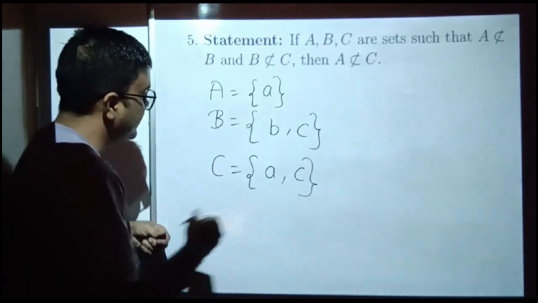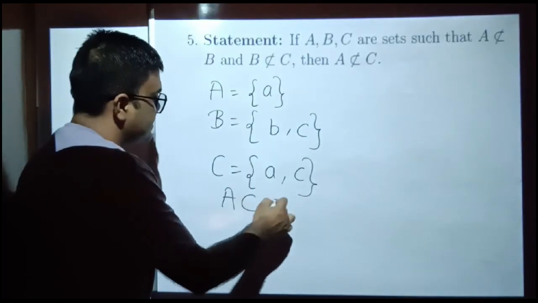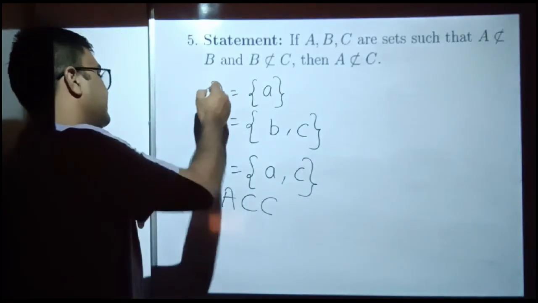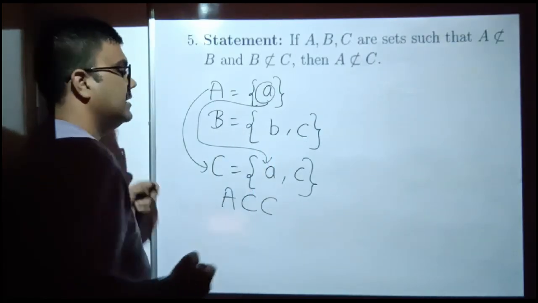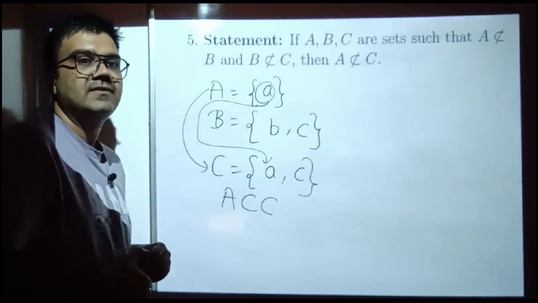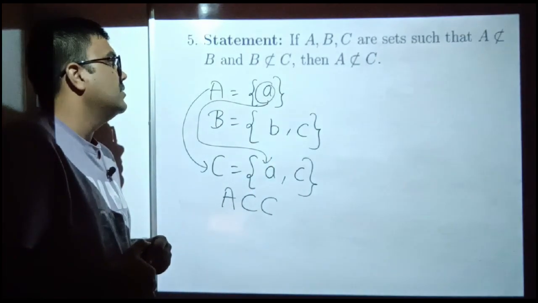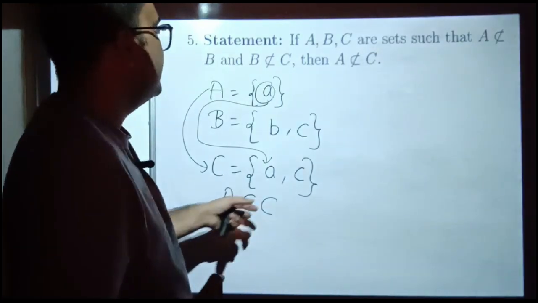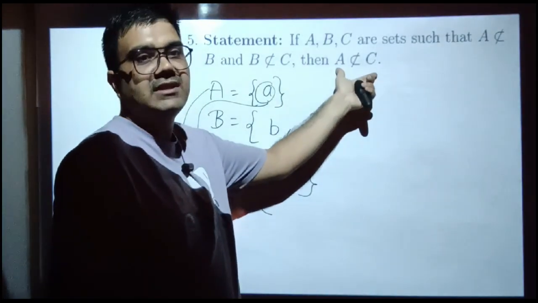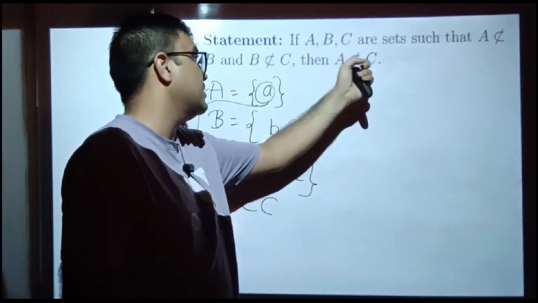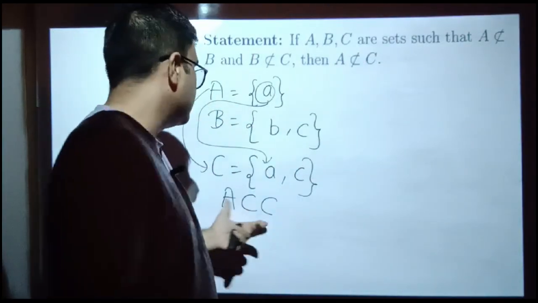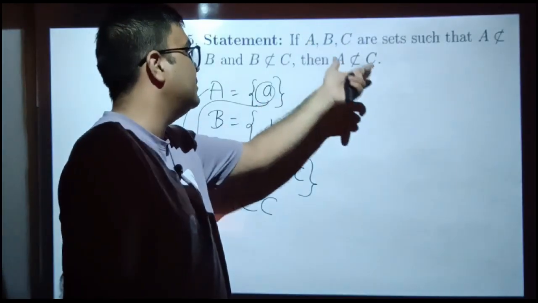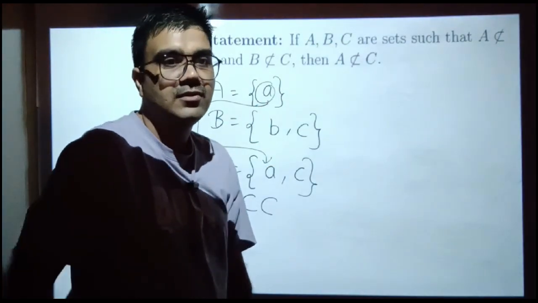But what is happening over here? A is a subset of C. This element of A is present over here, it means A is a subset of C. So again, we have obtained a counterexample to this statement. We are saying that it is not always true that A is not a subset of C. It may be a subset of C, it may not be a subset of C. So this statement does not hold for all A, B, C. So this statement is also false.